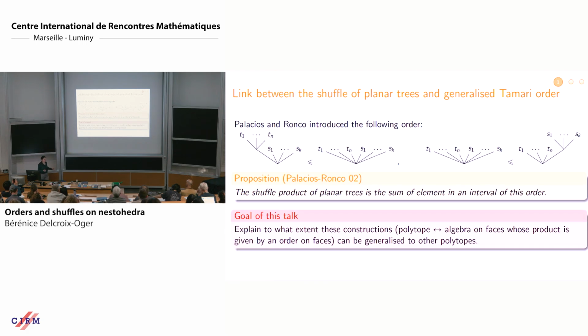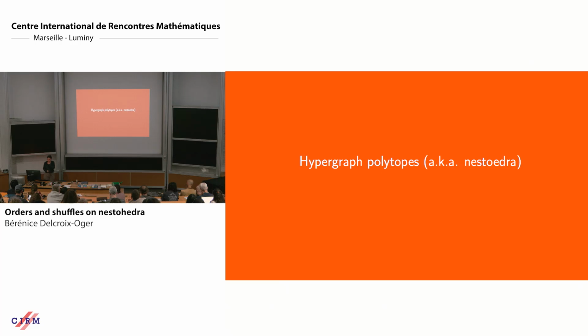So this was quite a big introduction to what I'd like to present in this talk. The goal of this talk is to explain to what extent this construction can be generalized to other polytopes, and more precisely to nestohedra. Do you have questions on the examples?